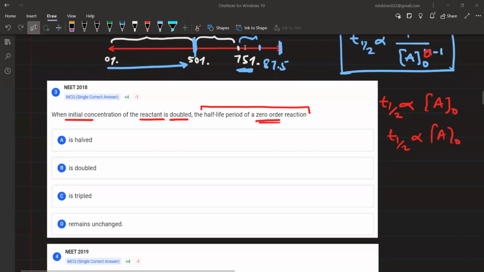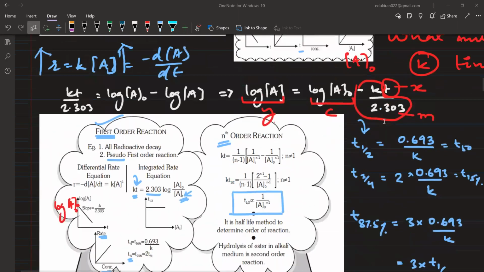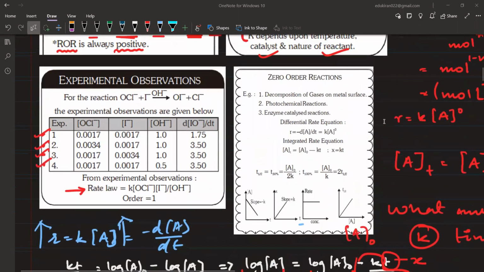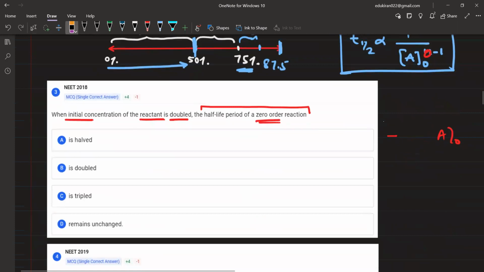Arpit, half correct. Is T half inversely proportional or directly proportional for a zero order reaction, or for an n order reaction? For a zero order reaction it is directly proportional, right? Either you can remember this formula.